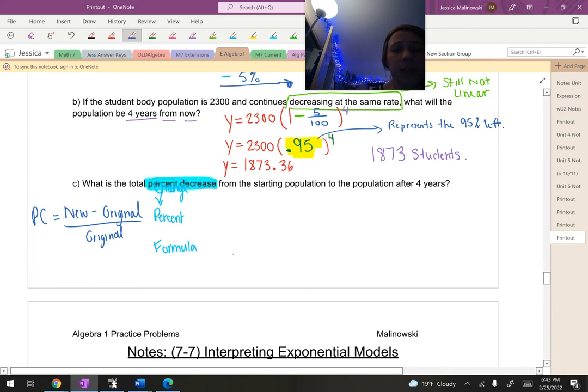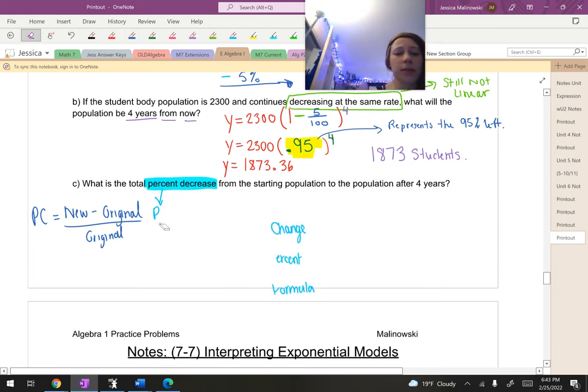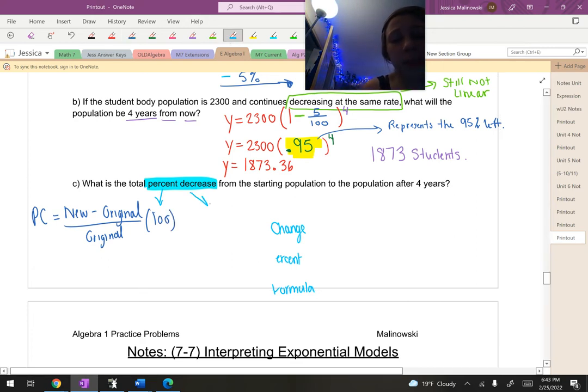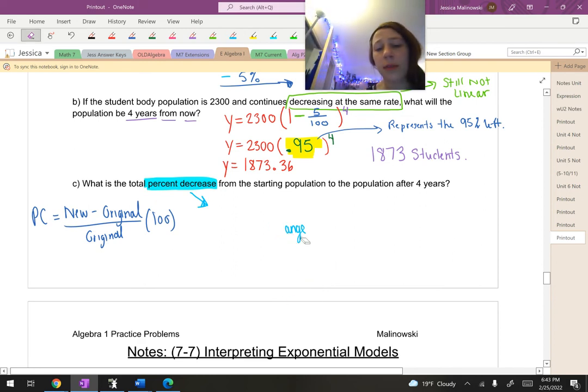I'm confuzzled. Why is that not... I don't like the way that's being that way. Okay. Anywho, times the 100 to convert it into the percentage, because that gives you the decimal. All right. We'll deal with that at another time.